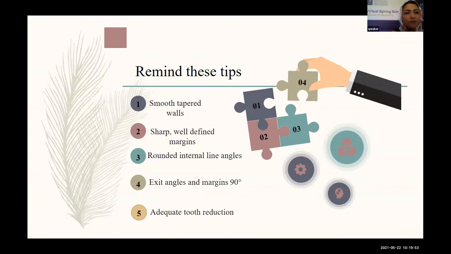To sum up, you can remember these tips. You should have a smooth tapered wall, sharp, well-defined margins, rounded internal angles, exit angles and margins about 90 to 120 degrees, and adequate tooth reduction according to the selected material, and of course the diagnostic backstop, which has been verified in the mouth of the patient.